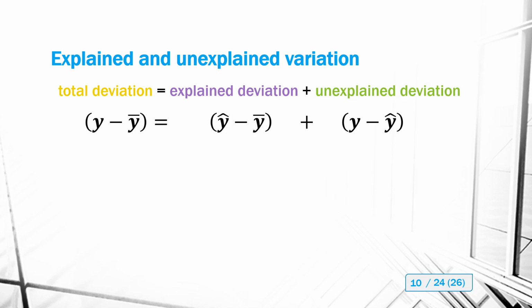Now notice that if I actually combine like terms here on the right side of my equation, I have y hat here minus y hat here. So y hat minus y hat gives me 0. So those go bye-bye. And I'm left with y minus y bar, which is what I have here on the left. So this equation actually is algebraically consistent. It makes sense.